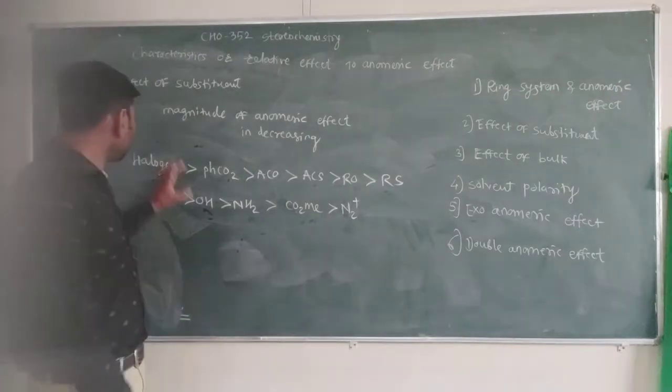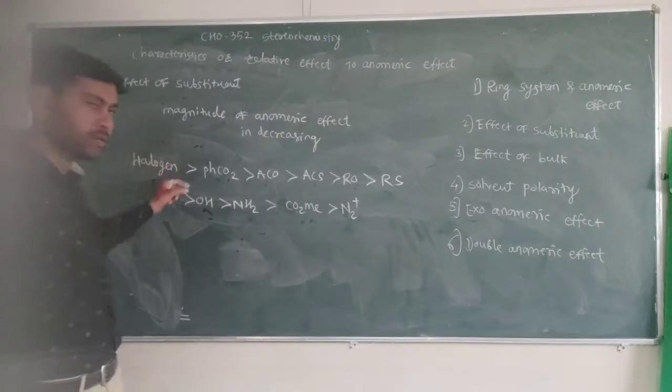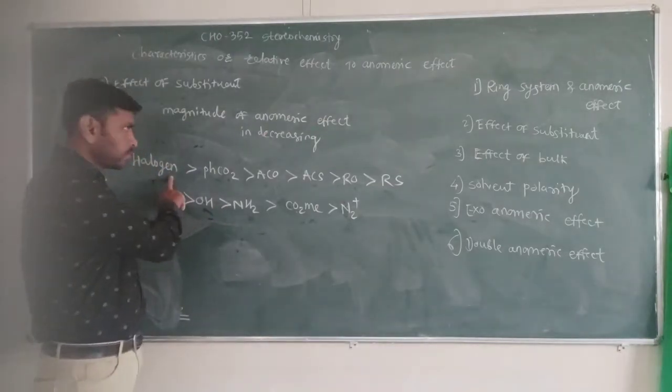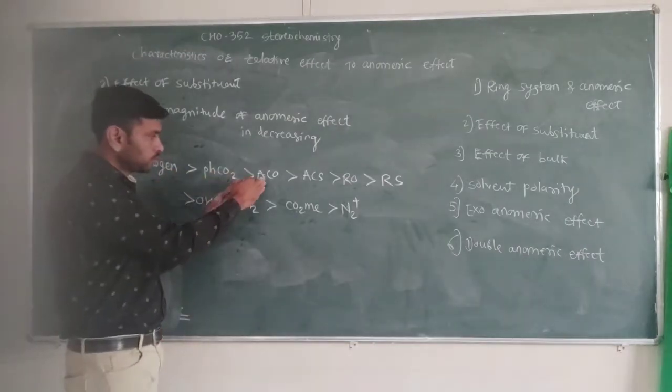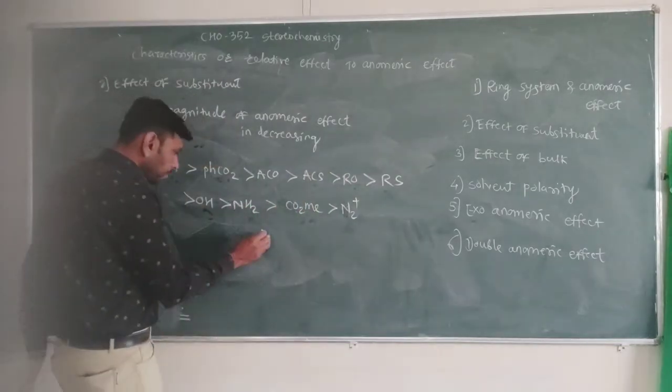This is the order of effect of substituent on the anomeric effect. The anomeric effect decreases in this order. Halogen shows more anomeric effect, a positive anomeric effect, and it decreases in this order.